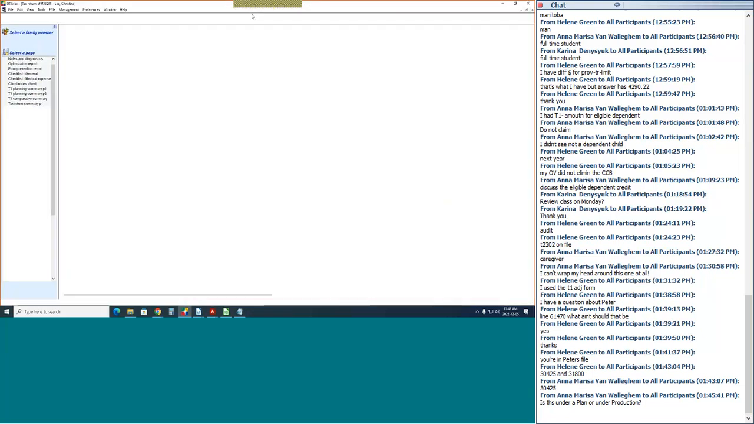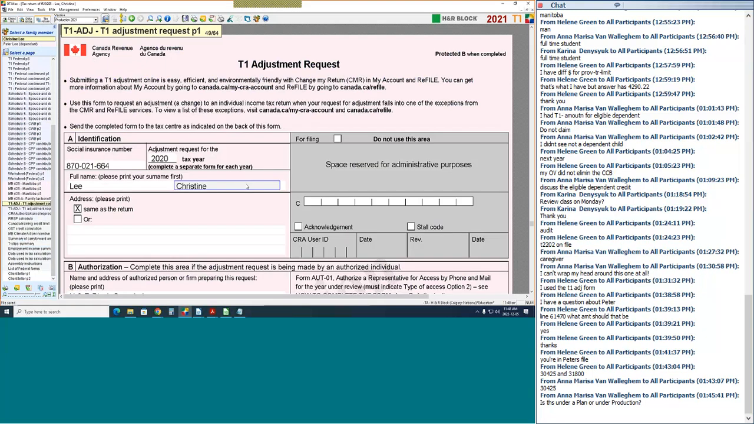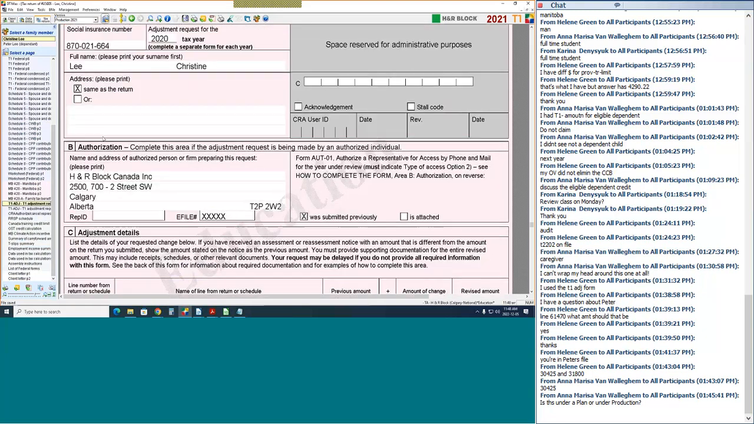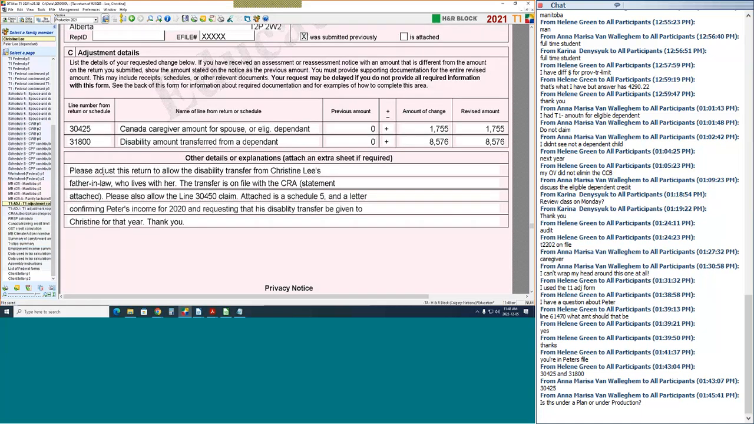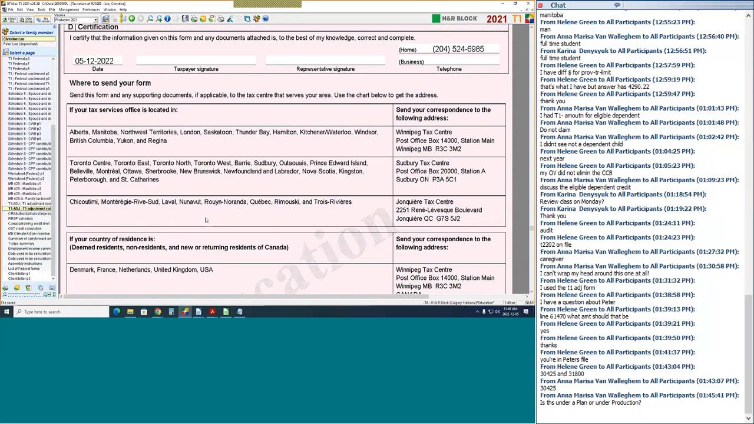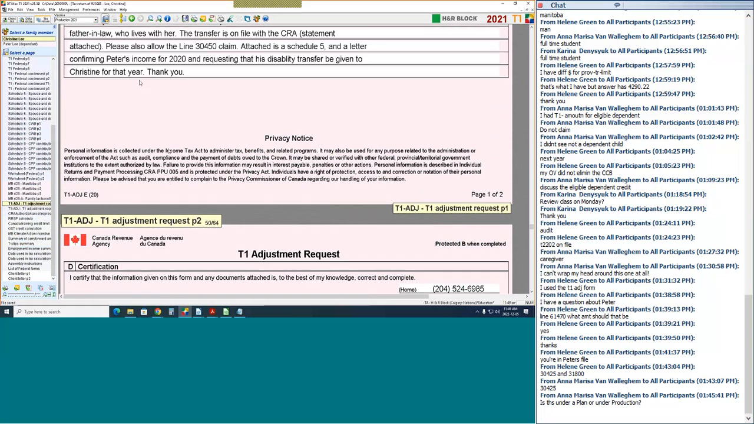And now I can go into Christine's tax return, and at the bottom, I'm going to have a T1 adjustment. It's going to have the information here. It's going to have the same as the return. It's going to have the line numbers that it wants to change, and then I'm going to have the details. I'm going to print this. I'm going to get Christine to sign it, or possibly I'm going to sign it depending on how complicated the adjustment is. Then I'm going to scan that in.